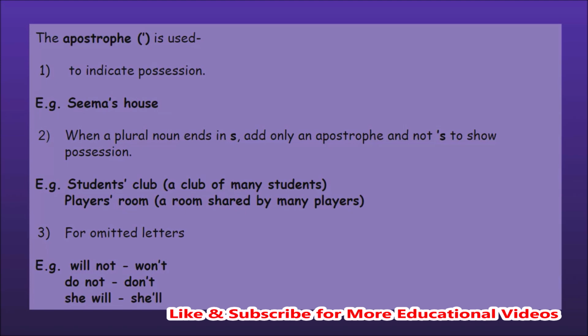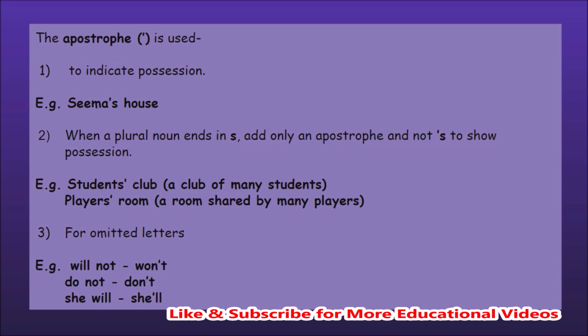Next comes the apostrophe. Apostrophe is used to indicate possession. Example: Seema's house. Next, it is also used when a plural noun ends in S. Add only an apostrophe and not apostrophe S to show possession. Examples: Students' club, which means a club of many students. Player's room, which means a room shared by many players.